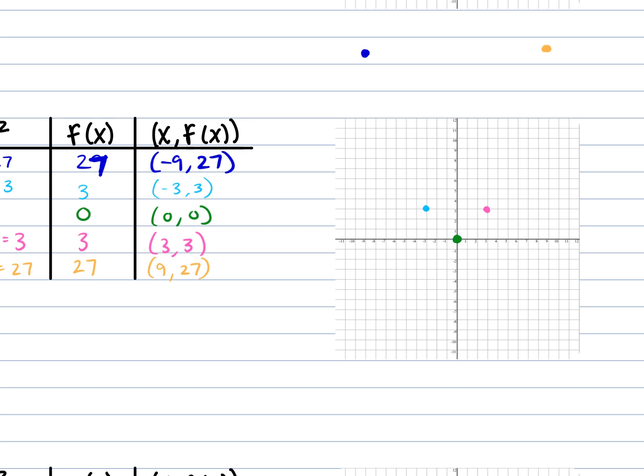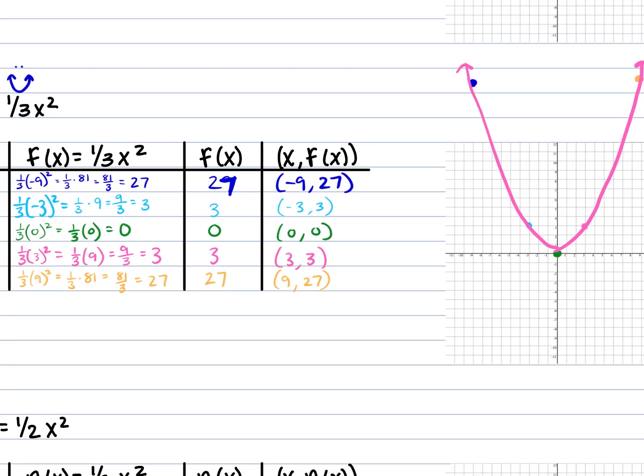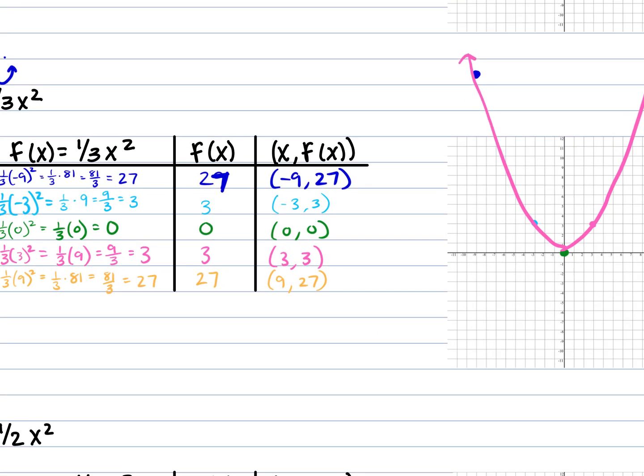And what's the last thing we need to do? Connect the dots. So we're going to connect the dots in a U shape. Our graph opens up. Did we say our graph was going to open up in the beginning? Yep. So we know that we did it right. It's just one way that you can check your work to make sure you plotted the points right. Your graph is going to be symmetrical, and it'll match. If it's positive, it's going to open up. If it's negative, it's going to open down.